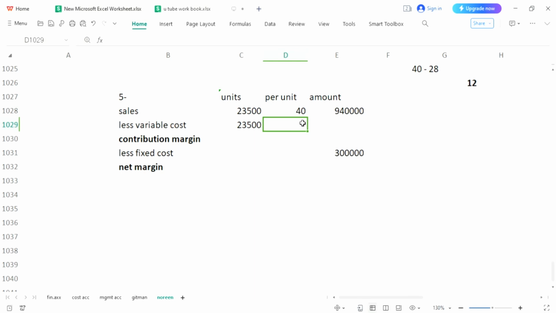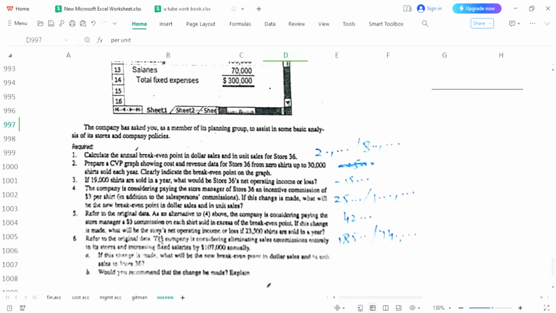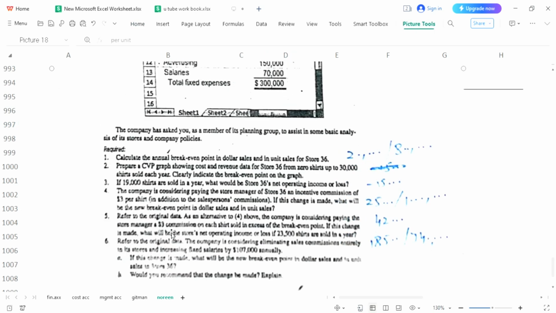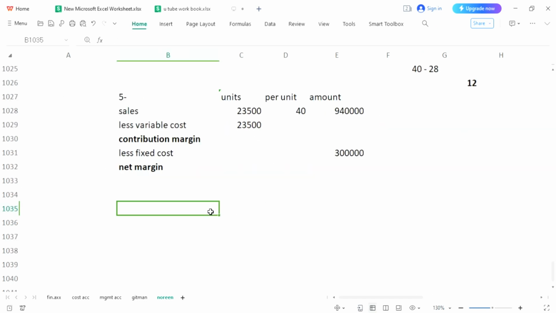Alright guys, for the variable cost which will be calculated, we will read the question. Already we have read it more than once. Look at here, $3 commission is mentioned on each share sold in excess of break even point. Do you remember? We have already calculated break even point, which was 20,000. So for this, first we will calculate that break even point again so that you can be reminded.